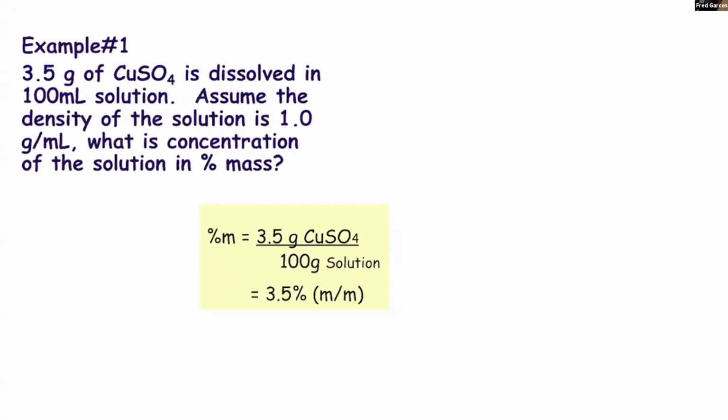So it's pretty easy to figure out the percent, because you have 3.5 grams of copper sulfate in 100 grams of solution. Remember that even though you're given 100 milliliters, you have the density so that you can convert that to the mass of the solution. And what you have here is 3.5 m/m, 3.5% mass per mass.